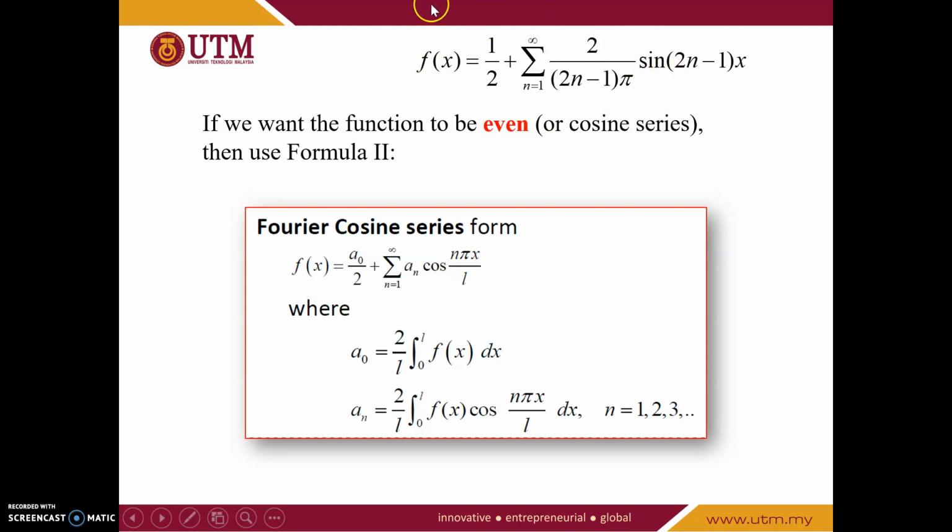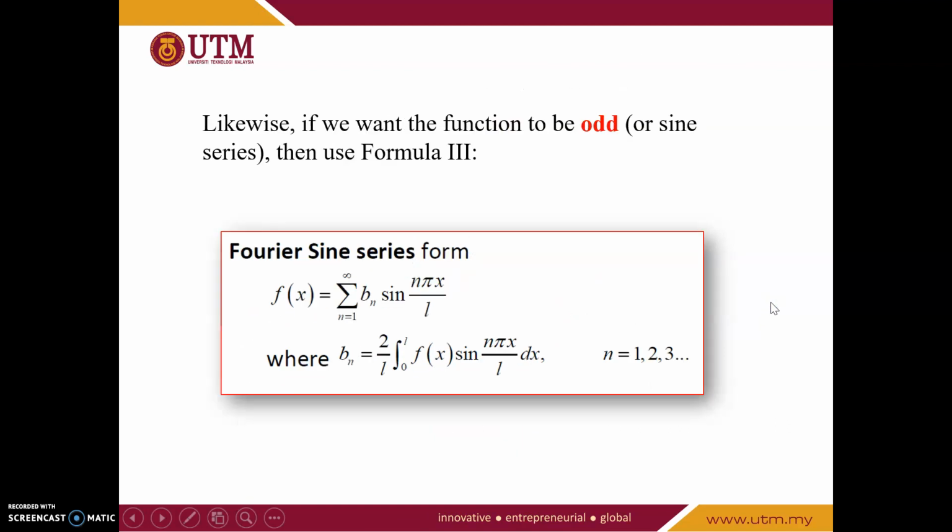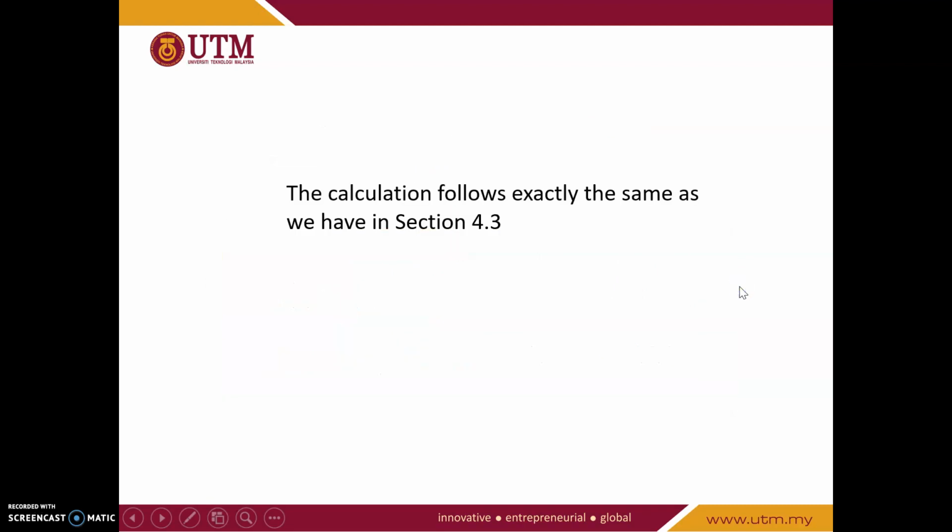Just ignore the f(x) here, it is not supposed to be here. If you want the function to be even, or a cosine series, you will use formula number 2, as given here. Likewise, if you want the function to be odd, then you will use formula 3, which is this one. The calculation for the Fourier series follows exactly the same procedure, the same formula, the same technique that you have in section 4.3.